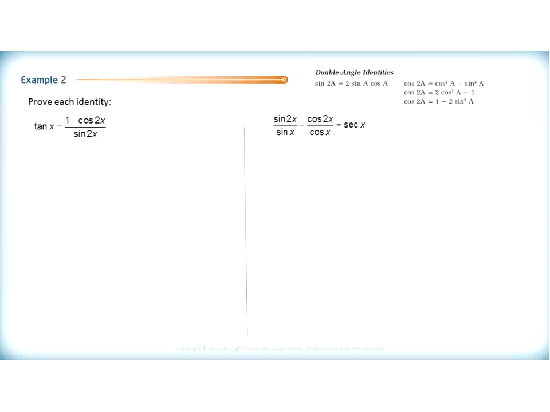Okay, next example involves using your double angle identities. In the first example here, I need to rewrite my cosine 2x with something, and I need to rewrite my sine 2x with something. And I know that tan x can be written as sine over cosine. So let's do that.